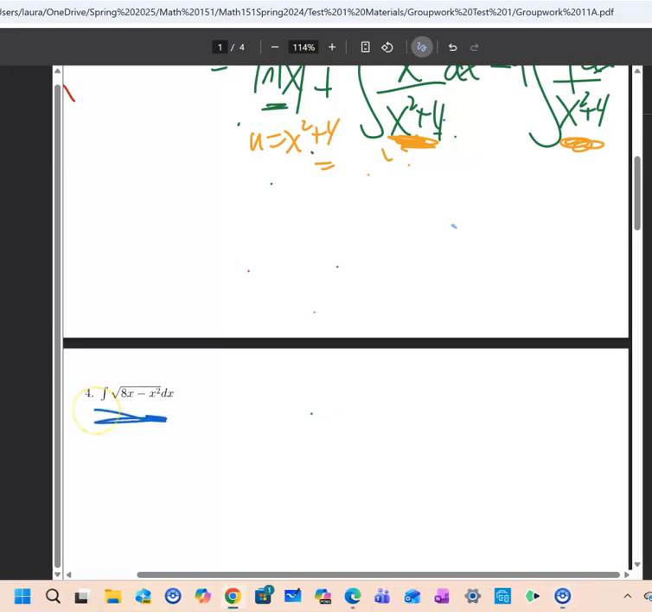What to do with this? I see a radical. I might think about using trig substitution, but it's not of the form a squared minus x squared, a squared plus x squared, or x squared minus a squared, is it? So since it's not of that form, I want to make it of that form. So that makes me think, complete the square.